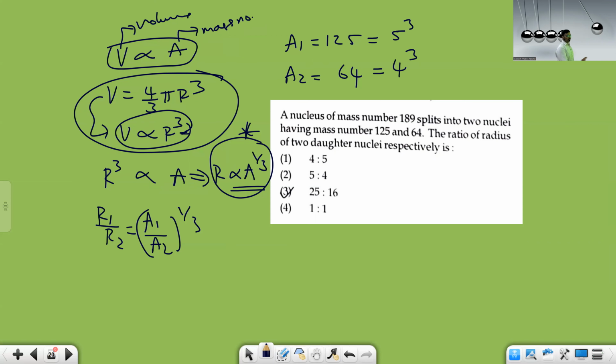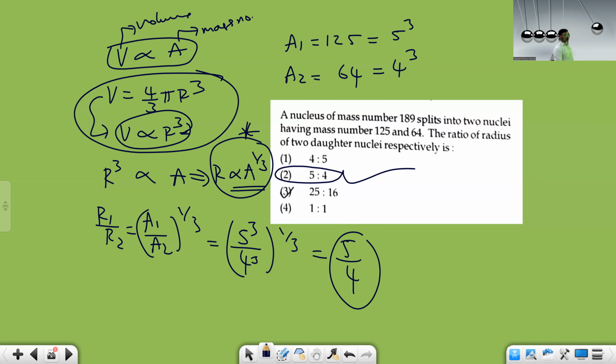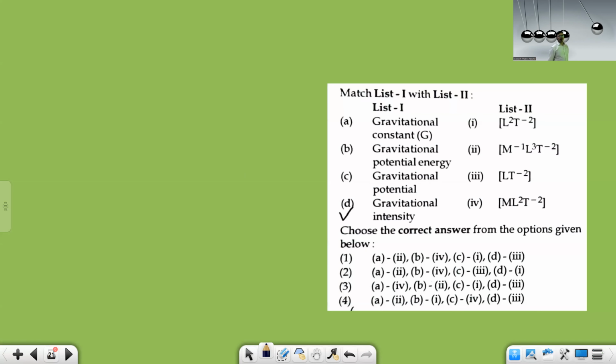So A1 by A2 is 5 cube by 4 cube, whole power 1 by 3. The cubes cancel with the cube root, and the answer is 5:4. I hope you guys are clear.